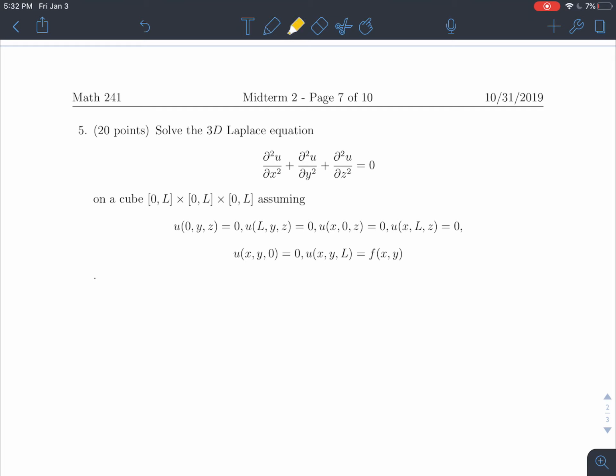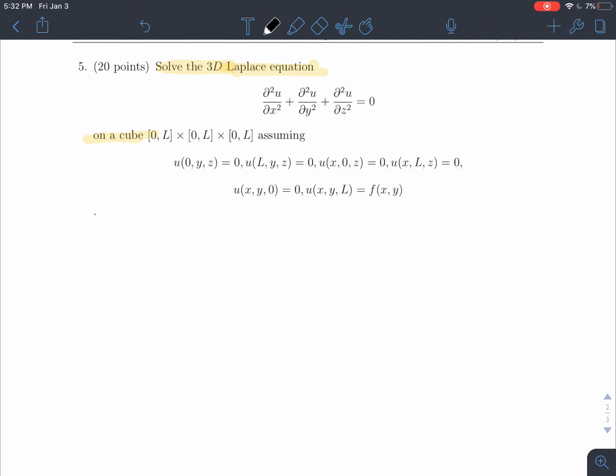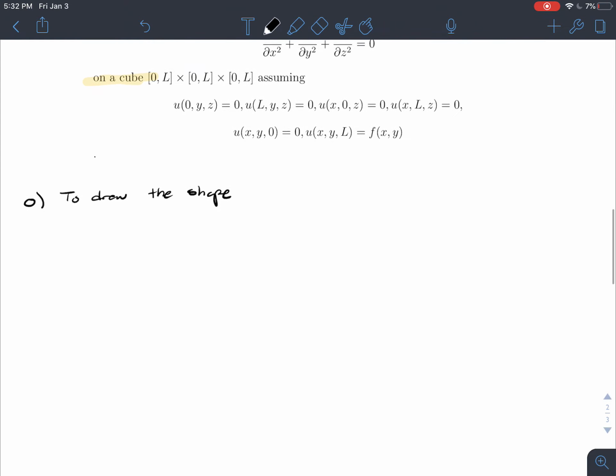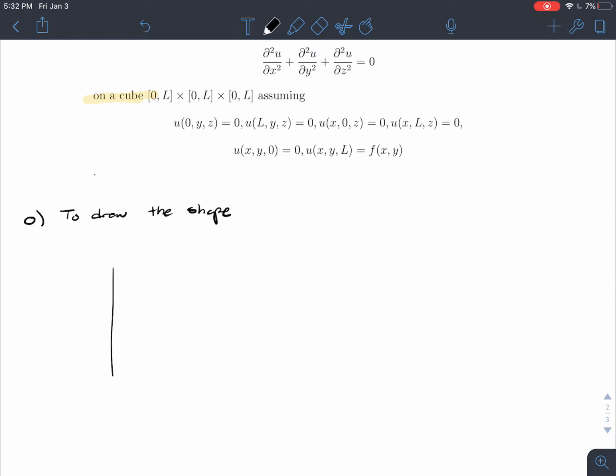So the first thing we're looking at here is, as I mentioned earlier, a 3D Laplace equation on a cube, right? So as I've been going along, step zero is to draw the shape. Okay, so let's go about this and draw the shape. So we're obviously in x, y, and z coordinates. Z, let's draw a cube here.